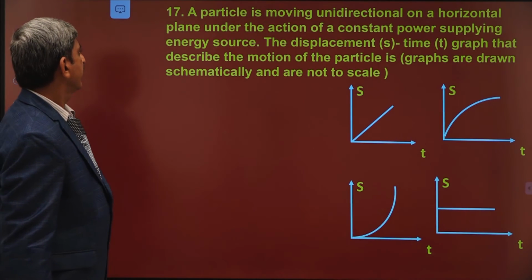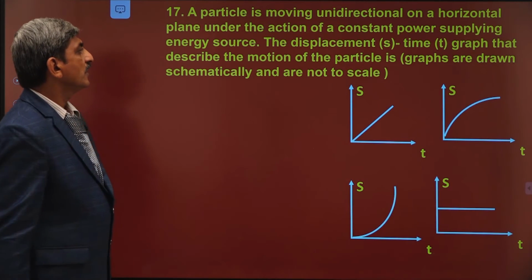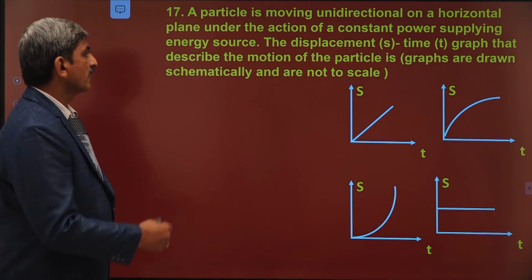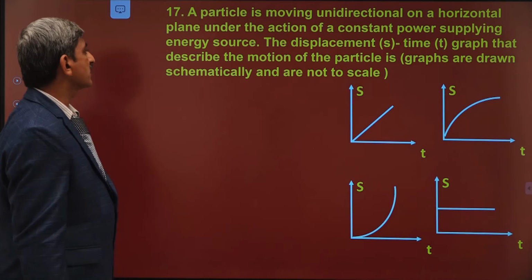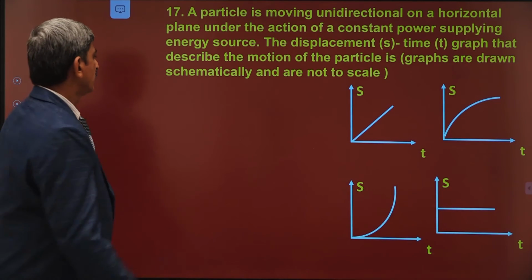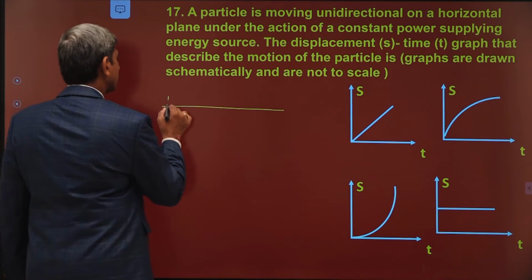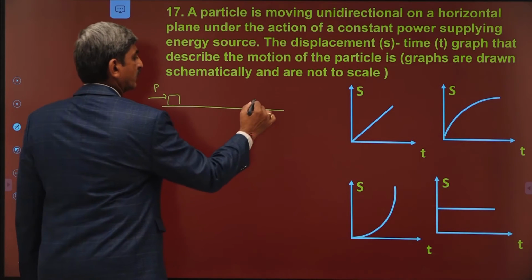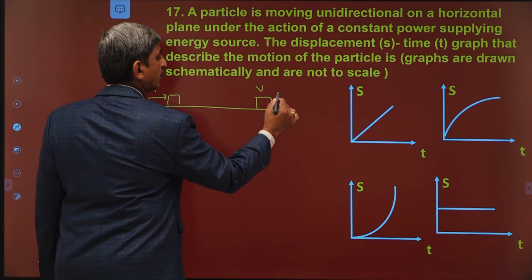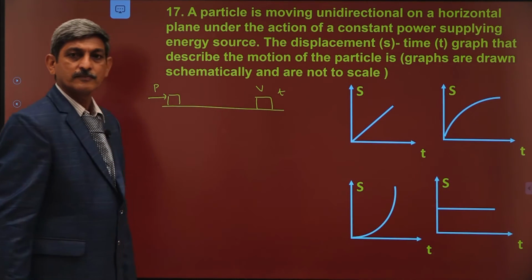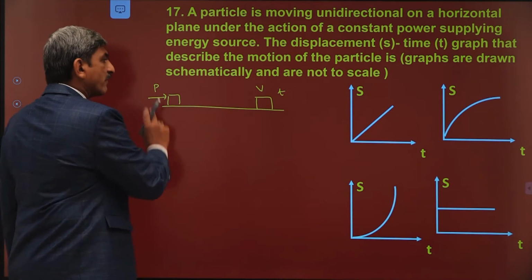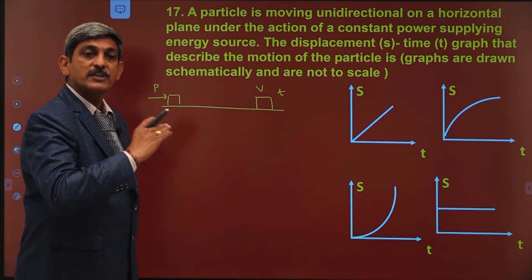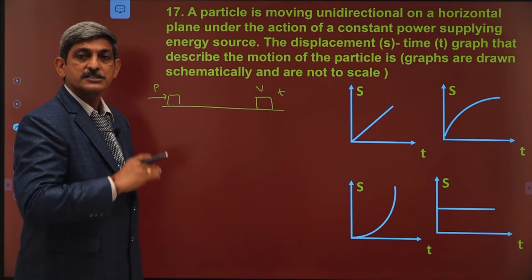Now come to the next problem. A particle is moving unidirectionally on a horizontal plane under the action of a constant power supplying energy source. The displacement time graph that describes the motion of the particle is dash. Suppose here we have a particle and that particle is moving under the application of a constant power P. Suppose v is the velocity of the body after time t seconds. Now, whenever we apply constant power, force is applying at a constant rate. Because of that, the speed of the body is also gradually increasing at a constant rate.